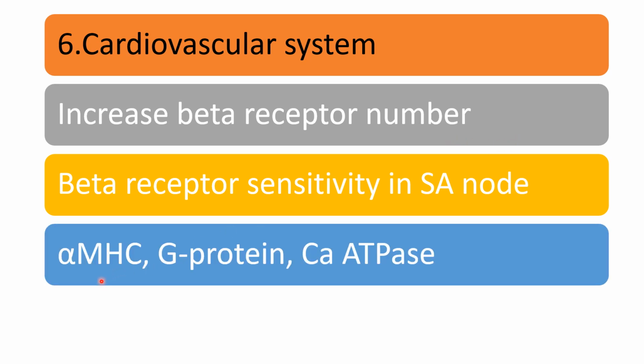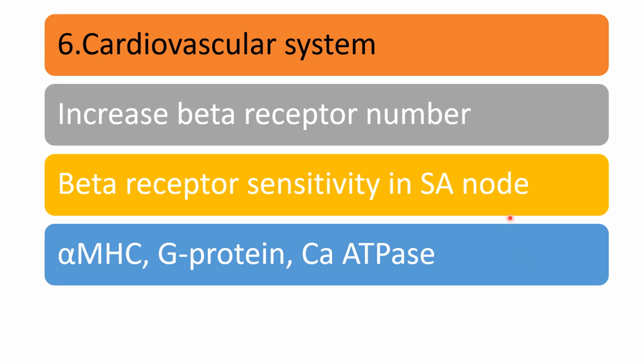The thyroid hormone also increases the activity of the alpha myosin heavy chain present in the cardiac muscle, and G protein activity and calcium ATPase. This is helpful for myocardial contractility. It increases the cardiac output. So thyroid hormone increases the systolic blood pressure because it increases the heart rate and cardiac output.